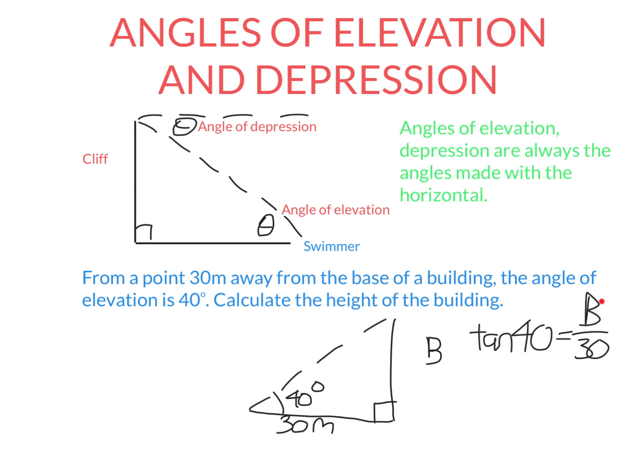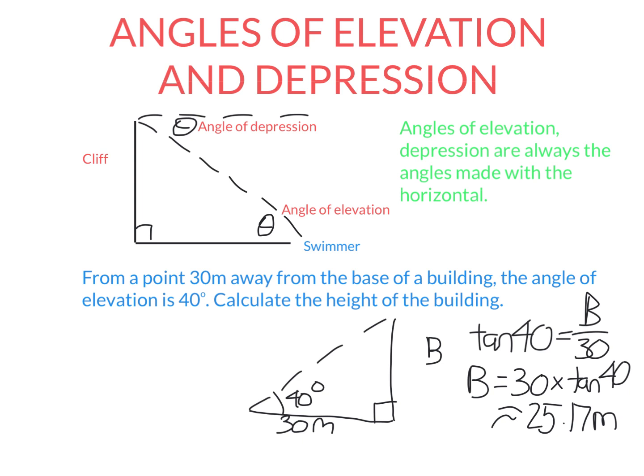When the thing you want to find is on top, you multiply. So here the height of the building is just going to be 30 times tan 40. So put that on your calculator, making sure it's in degrees. So putting that on our calculator, get about 25.17, and it's in meters. So the building is about 25.17 meters.